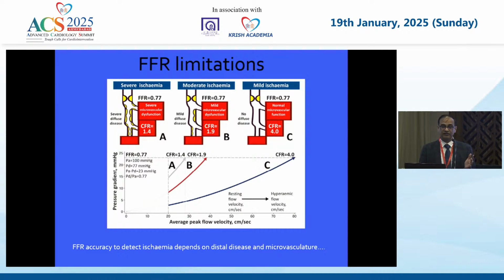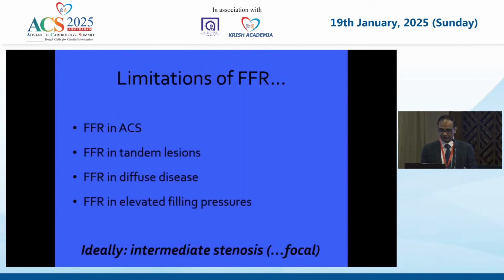What are these subsets? Those who have diffuse distal disease, those who have severe microvascular disease, somebody who's got severe LV dysfunction with raised LV EDP, somebody who has gross LVH, somebody who has aortic stenosis, because the intramural pressure is so high that the coronary flow reserve itself drops. So one is not able to get a proper hyperemia. It's important to recognize these limitations in our daily life.